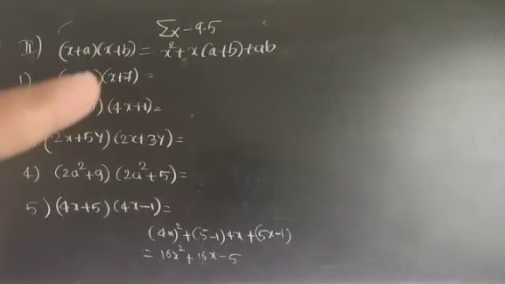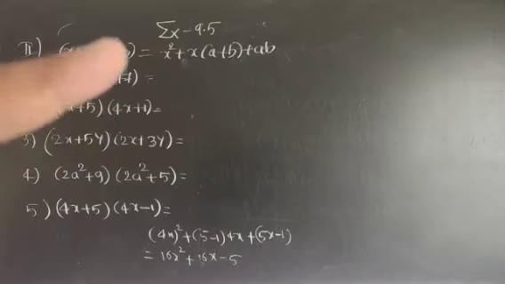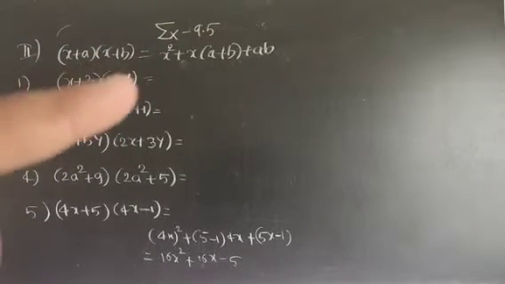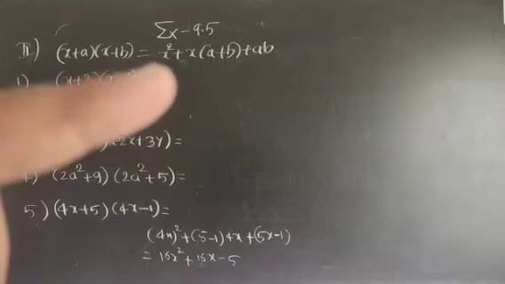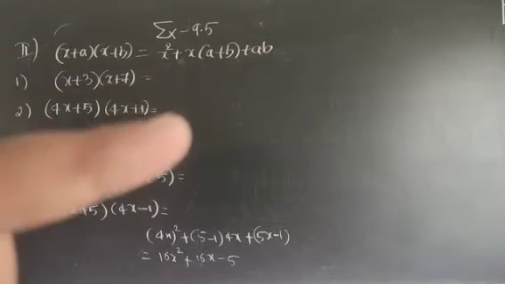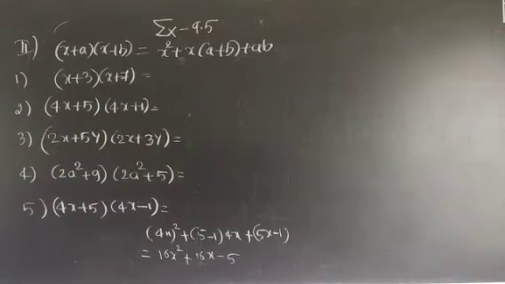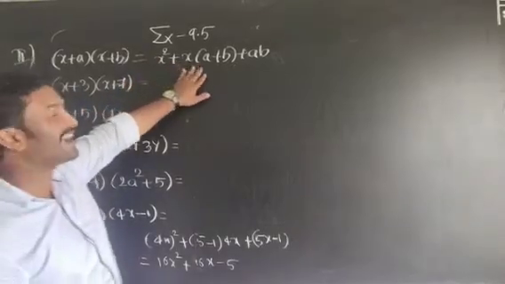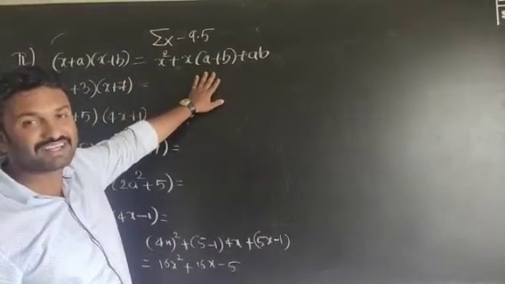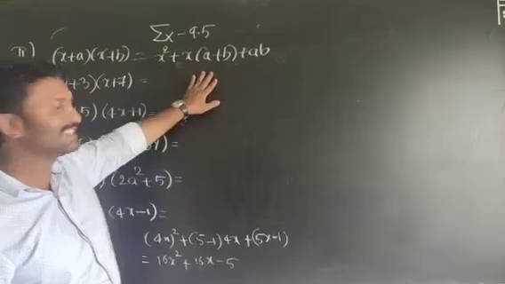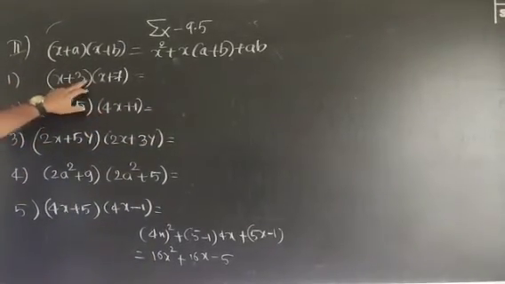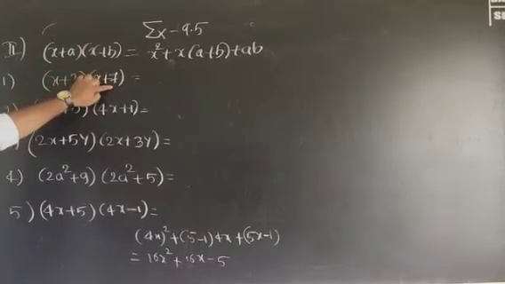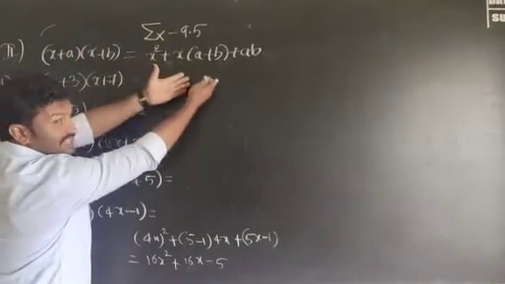I already told you, you have to remember the identities. Next, 9.5 is based on x plus a into x plus b equals x square plus x into a plus b plus ab. We'll go one by one. Just substitute the values in this identity. First one, x plus 3 into x plus 7. Here a value is 3, b value is 7. Then substitute the values in this one.